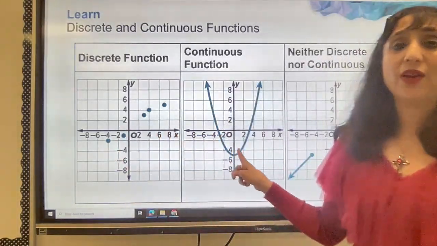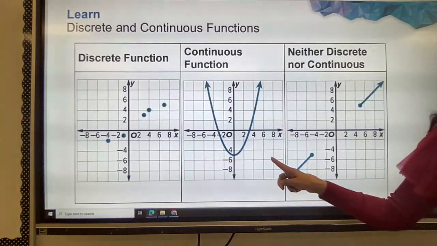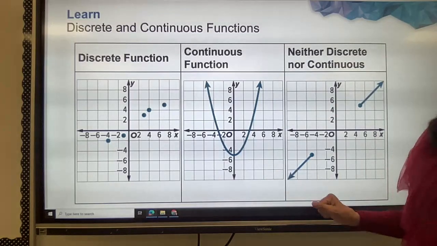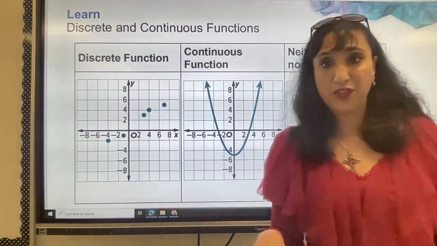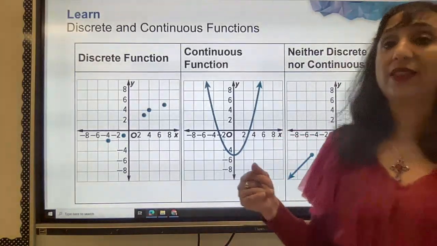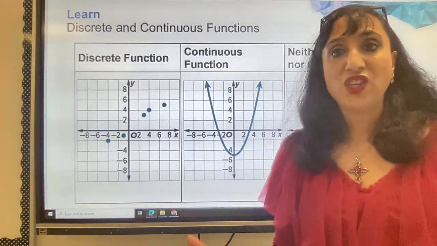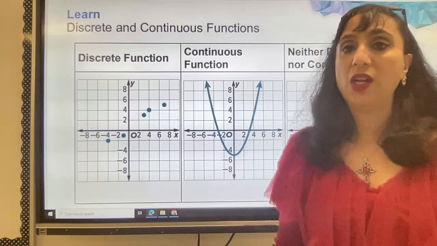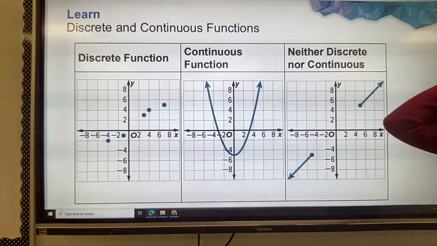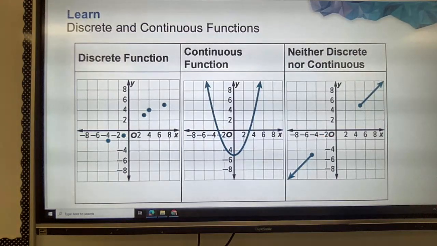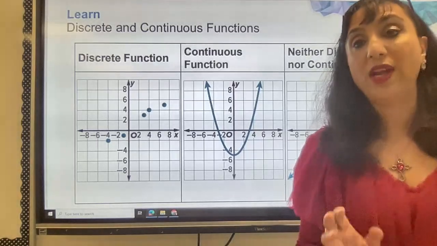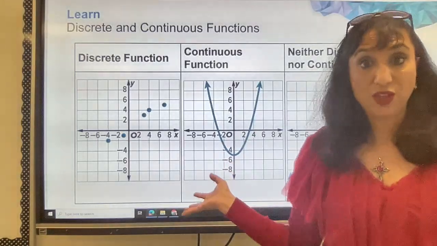All right, let's look at the continuous function. In this, the x, which is the domain, is going to be all real numbers. Remember we've done what real numbers are: rational and irrational numbers. They are all real numbers. And the range is going to be one interval of real numbers, and we're going to get into this just now.